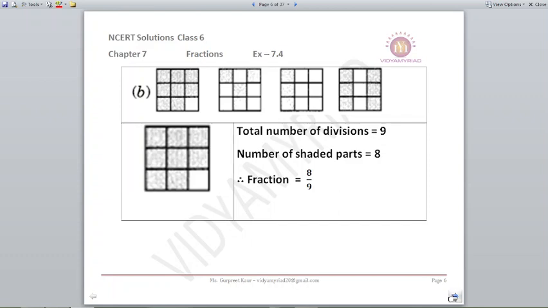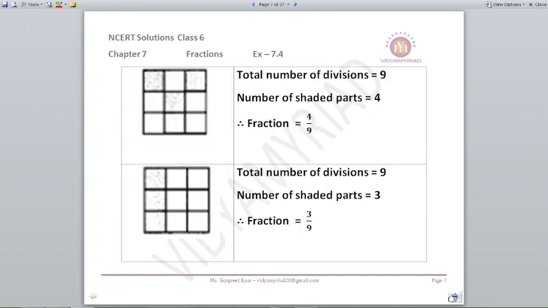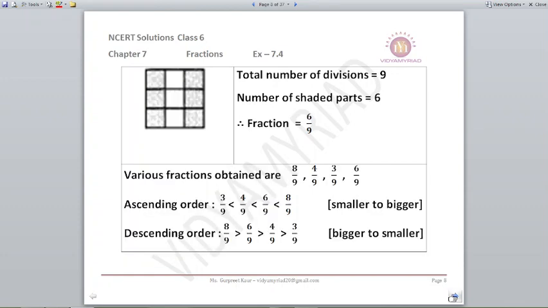Next, so now here there are square boxes where the total number of parts are 9. So we will just count the shaded parts. In the first one, there are 8 shaded portions. The fractions become 8 upon 9. In the next, there are 4 shaded portions. So fraction is 4 upon 9. And in the third part, there are only 3 shaded parts. So fraction is 3 upon 9. In the next, we have 6 shaded parts. Fraction becomes 6 upon 9.